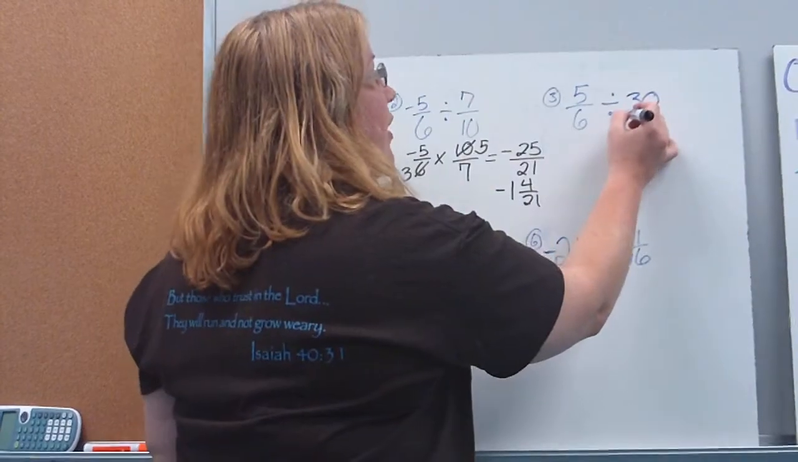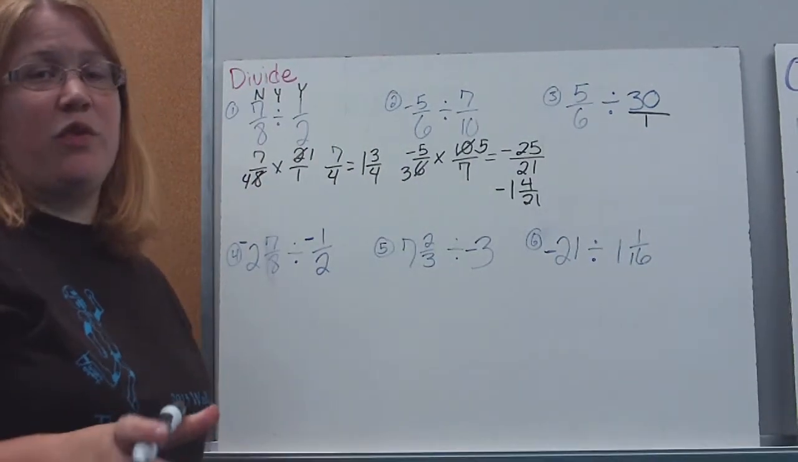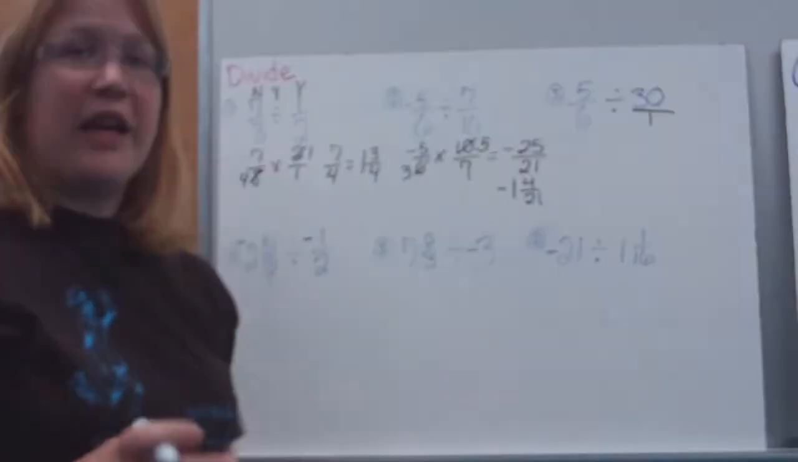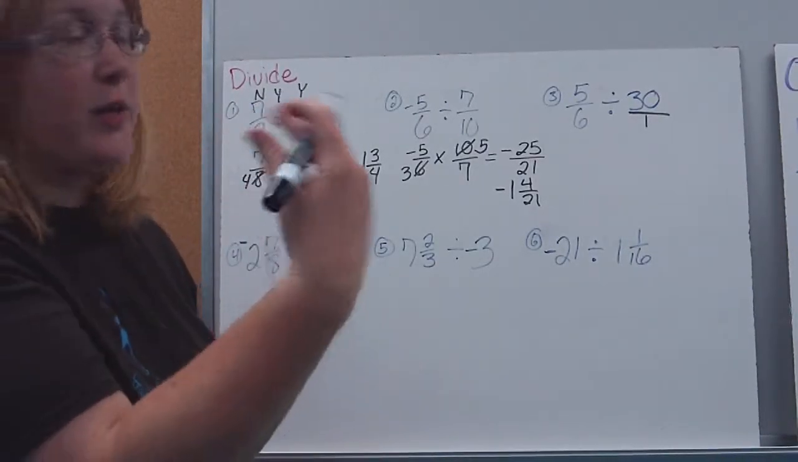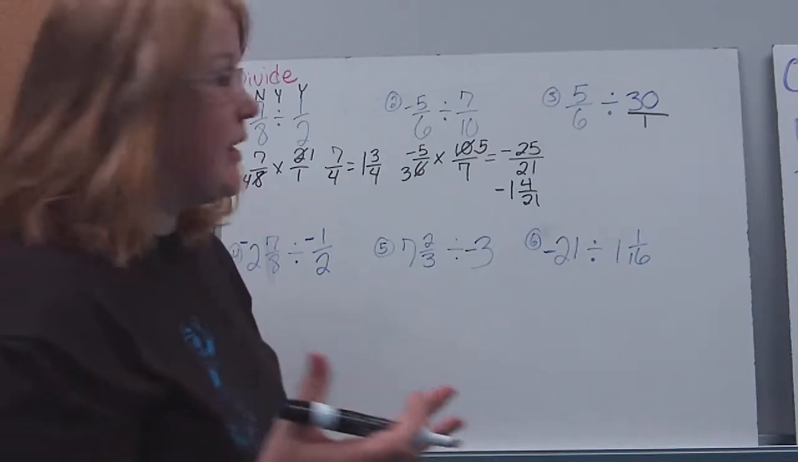Here, the thing to remember and what I like to do, I have a whole number. I like to write it over 1 so you don't get confused when you try to write its reciprocal, okay? Change it into the fraction first, then you'll remember when you're doing the reciprocal, it's going to become 1 over 30, okay? Just little steps to make sure that you don't make silly mistakes.